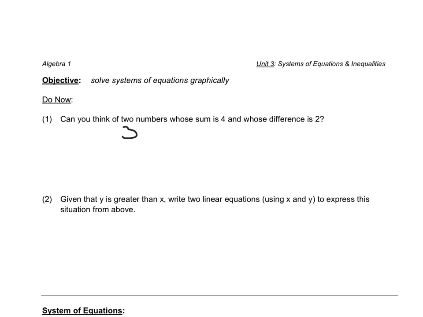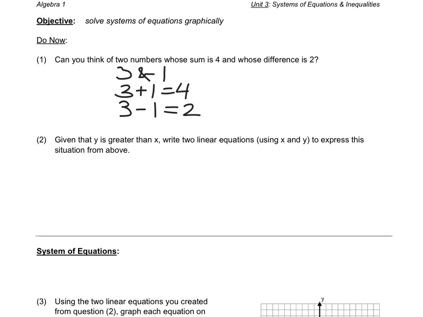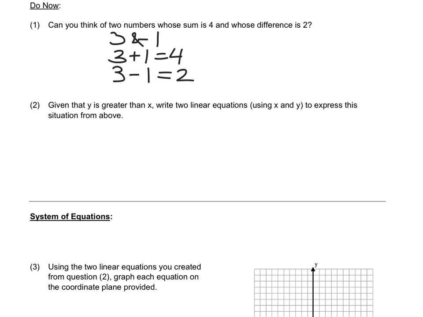3 and 1. All right, that'll get the job done because 3 plus 1 is equal to 4, and 3 minus 1 is equal to 2. Now they're saying, given that y is greater than x, write two linear equations to express this situation from above.